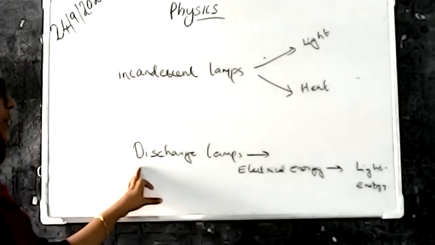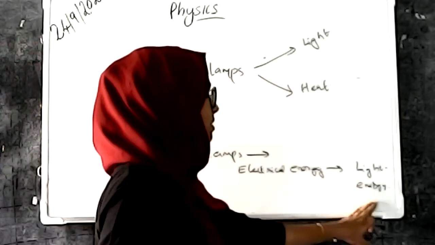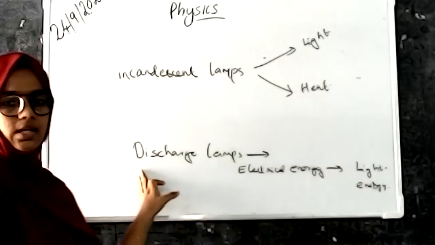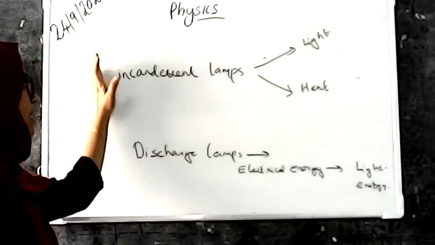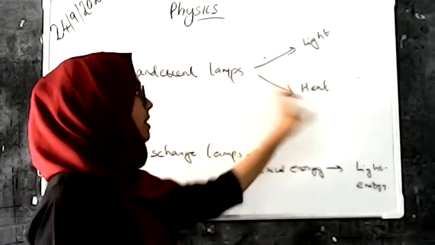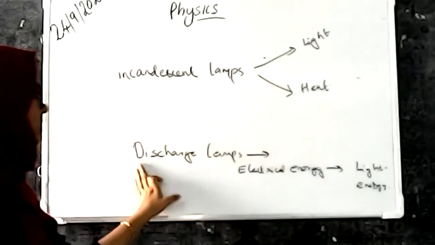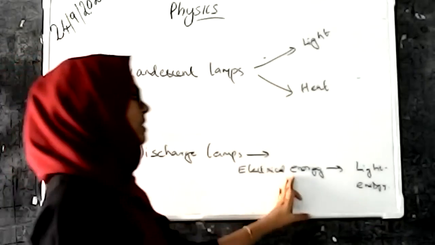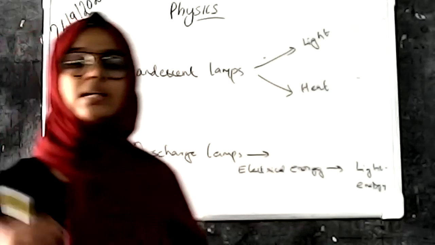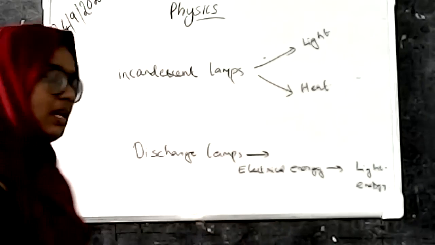For the usage of discharge lamp, the electrical energy is fully converted to light energy, and this needs higher electricity. The incandescent lamp has a disadvantage: the heat energy is a waste of electrical energy, whereas in the case of discharge lamp, the electrical energy completely comes to light energy. But nowadays a new type of lamp is available, that is the LED lamp.